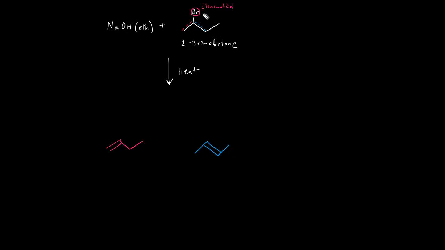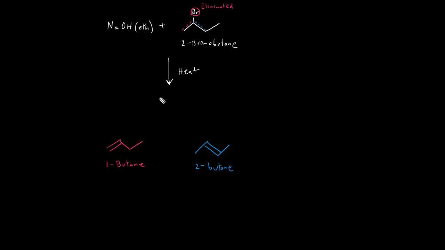So if the bromine is eliminated and the double bond forms with the right carbon, we will get a 2-butene. Whereas with the other carbon, we'll get a 1-butene. And both products are actually made.